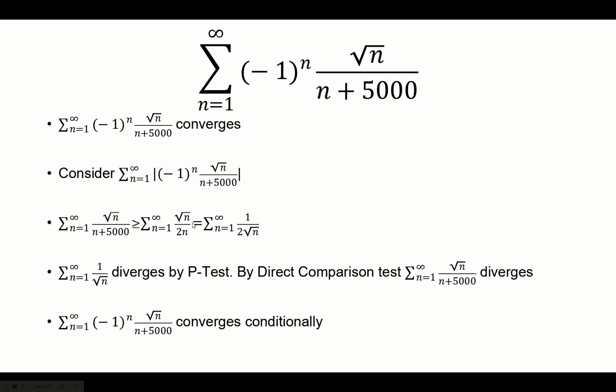So this now simplifies to 1 over 2 times the square root of n, which we know diverges by the p-test. So therefore we say that this sum diverges by the direct comparison test. And so the original series will converge conditionally.